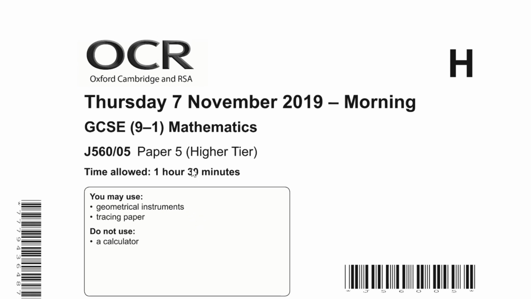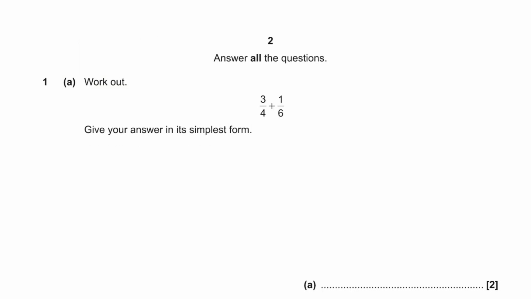This is the OCR GCSE Maths Paper 5 covering the higher tier, from the November 2019 series, and it's a non-calculator paper. Question number 1 part A, we have to work out 3/4 plus a sixth, giving an answer in its simplest form.